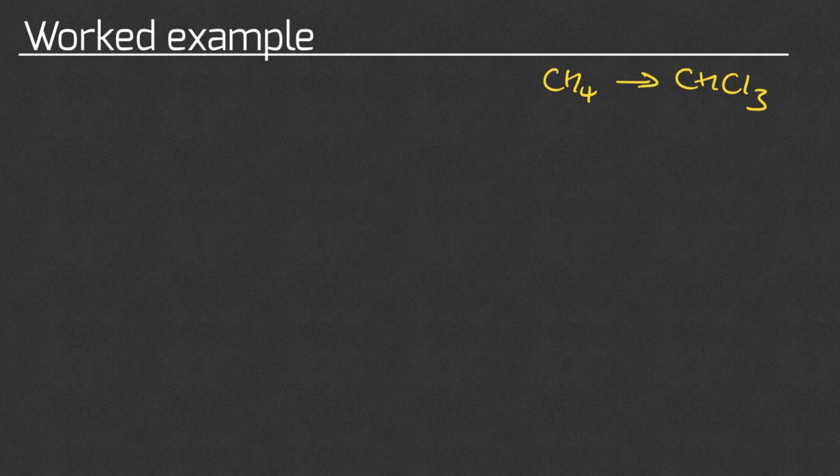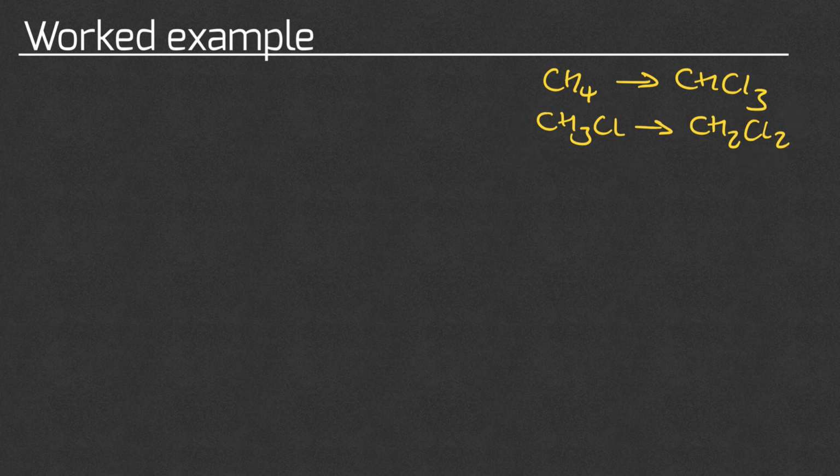In this example, the question wants us to write the overall equation for the reaction of methane to trichloromethane, so adding 3 chlorines on, and to give the initiation, propagation, and termination stages for the step going from chloromethane to dichloromethane. So during this process, we'll produce some chloromethane, which will then convert into dichloromethane. The dichloromethane will then be converted into trichloromethane, but we only need to write the initiation, propagation, and termination steps for this particular part of the process.